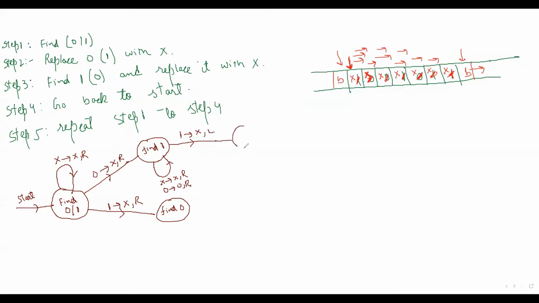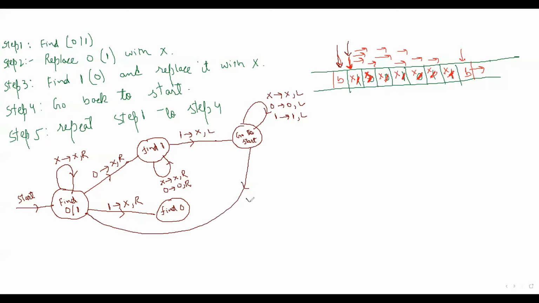Then what we have to do? So this step 3 is find 1 and replace it with x. Go back to start. So how will we go to start? We will ignore everything. So if there is x, we will replace it with x and go left. If it is 0, we will replace it with 0 and go left. If it is 1, we will replace it with 1 and go left. However, if it is blank, blank means that we have reached here. So then we will go 1 position to the right. So that means that is the initial position. So initial is this, find 0 or 1. So it will be here.